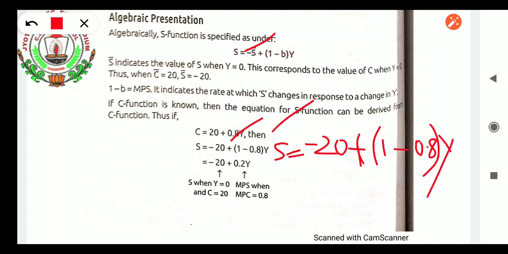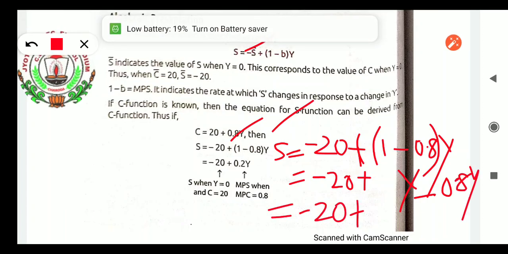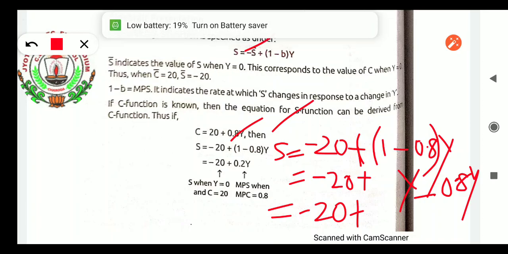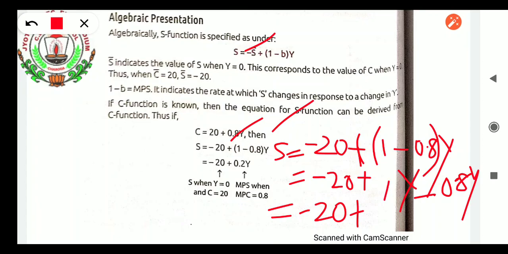Income is Y. So here we get minus 20 plus Y into (1 minus 0.8). Y only, where 1 means Y. 1 minus 0.8 will be 0.2. Is it? 0.2Y. So that is how we got 0.2Y.